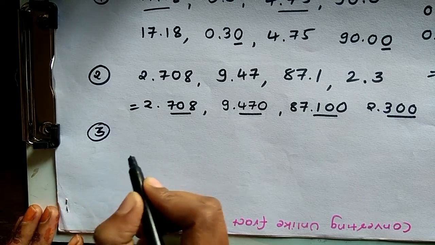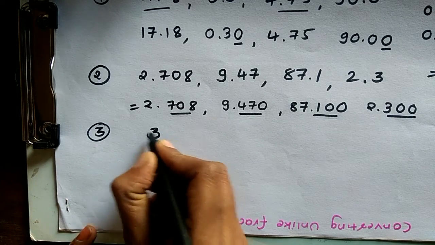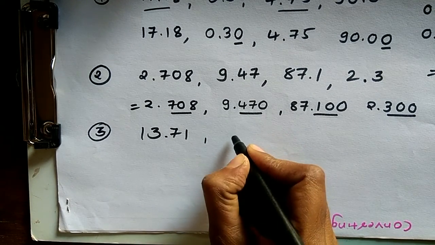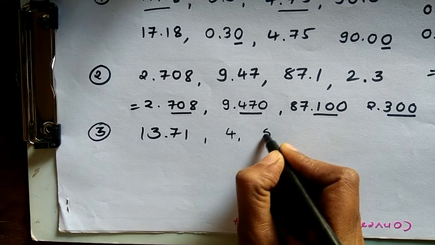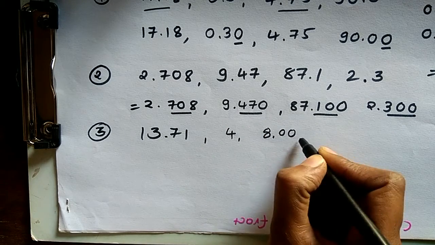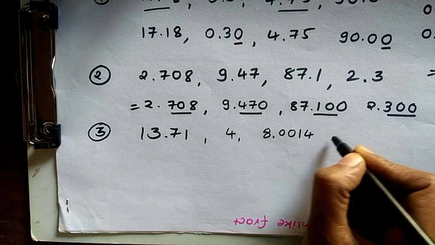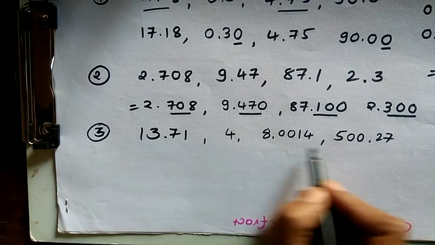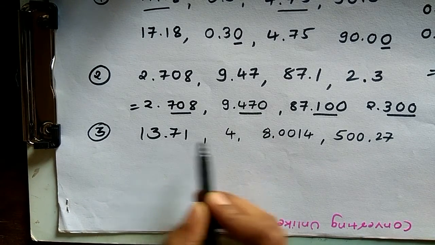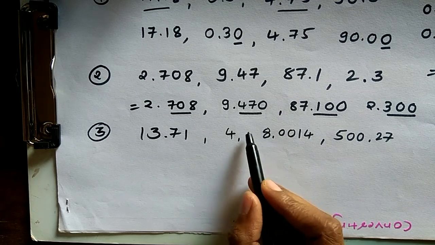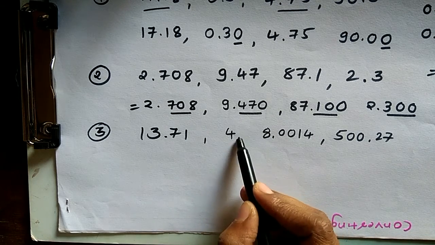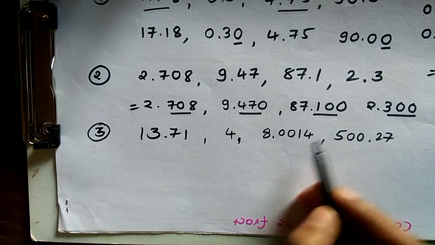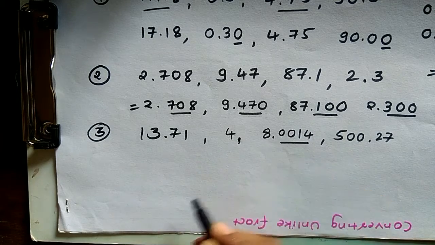Now I'll take the number where we have the whole number. Next, let us take 4, 8.001, 4, then 500.27. So these are unlike because here 2 places after the decimal point. Here no places, no place after decimal. So here we don't have the decimal place, but we can write this as a decimal. And here also unequal decimal places, but which is the highest? Here we have the 4.